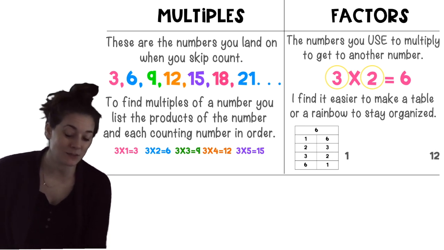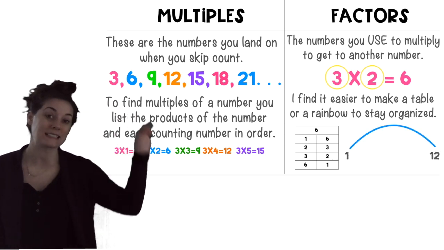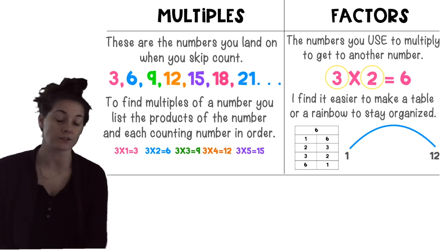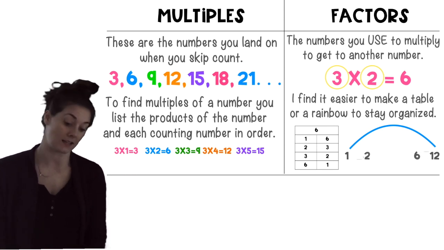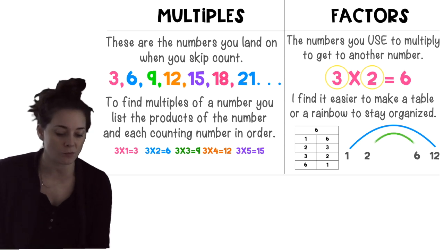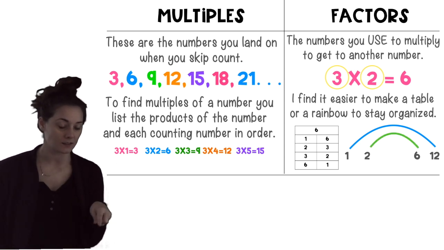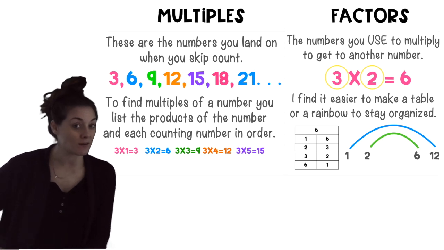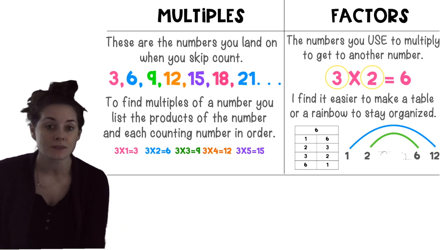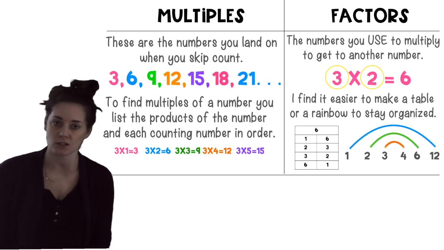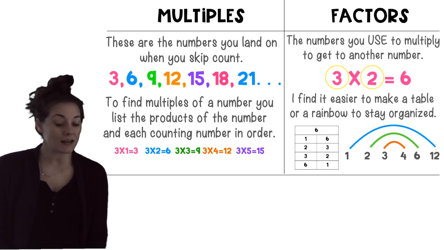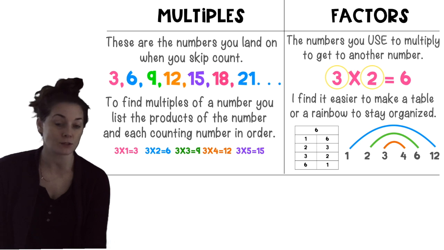And then I'm going to connect it with a rainbow, and that's telling me that 1 times 12, so 1 and 12 are factors. Then I'm going to go to 2. Well, 2 and 6. So I'm going to connect it using multiplication, 2 and 6. Now I'm going to go to my next counting number. The next counting number is 3. And 3 times 4 is 12, so I'm going to connect it using multiplication. I know that I'm done because there's no numbers in between 3 and 4.